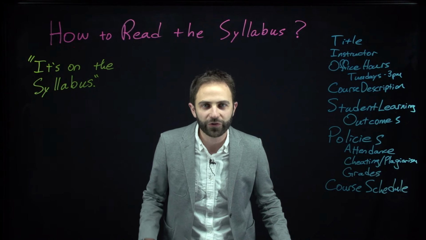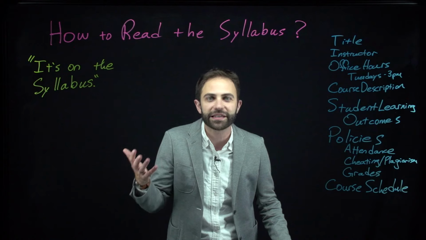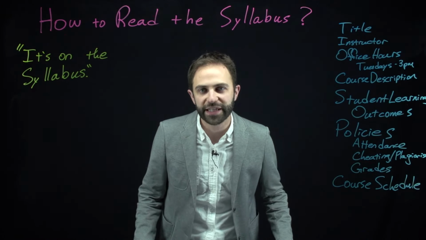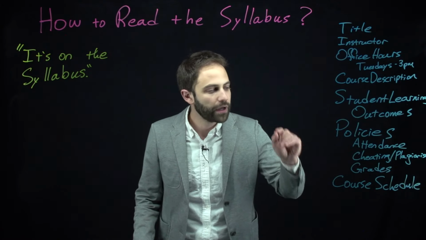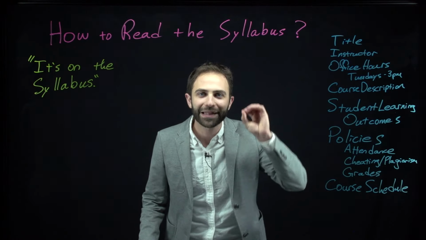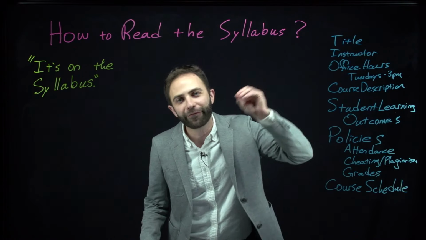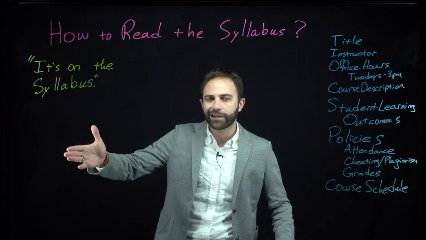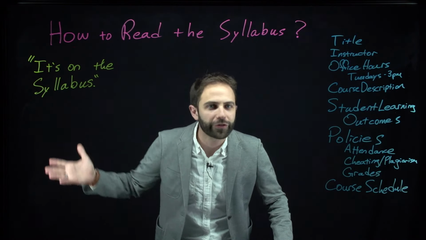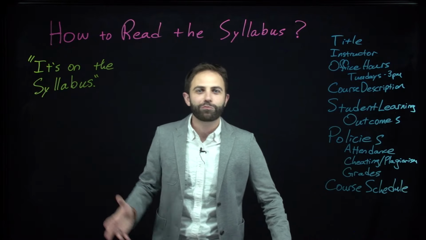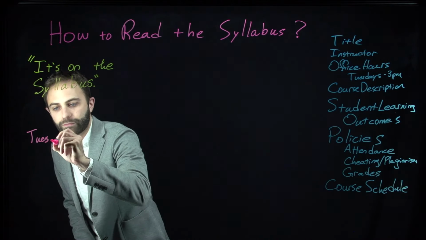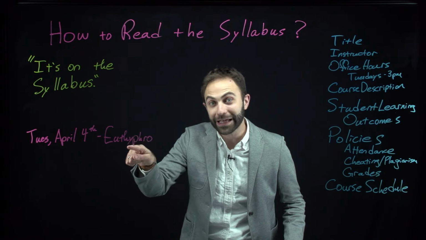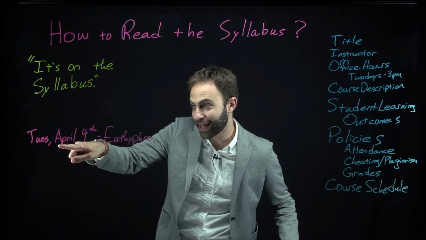The course schedule is also typically the place where the syllabus lists the due dates for all of the assignments for the whole semester. When you read the course schedule at the beginning of the semester, here are the things you need to do. 1, plan to do all of the readings before the day that they are listed on the syllabus. So for example, if on Tuesday, April 4th, you're supposed to read Plato's dialogue Euthyphro, if that's the reading that's listed for that day, then you have to read that thing before you show up to class on that day.